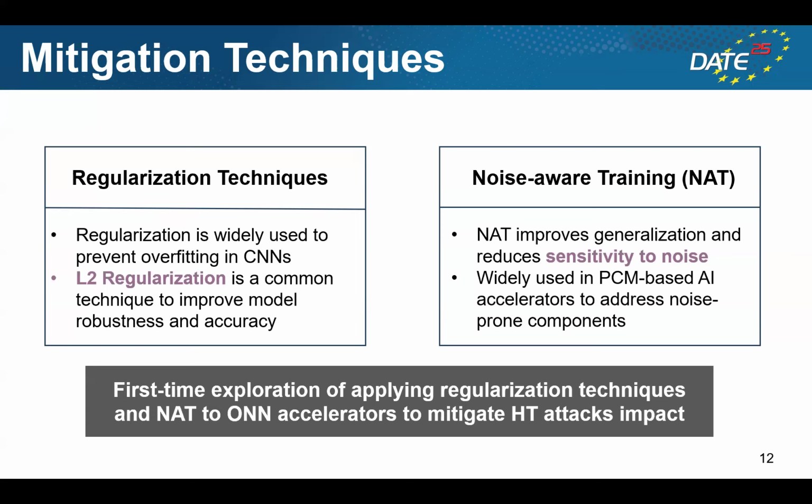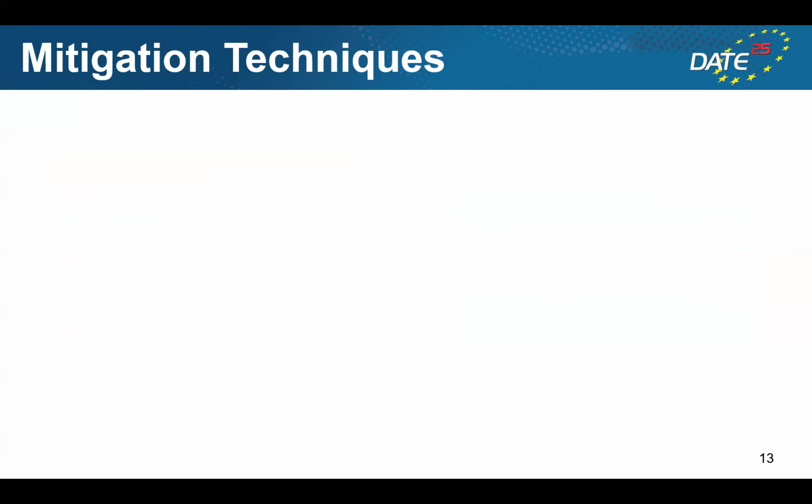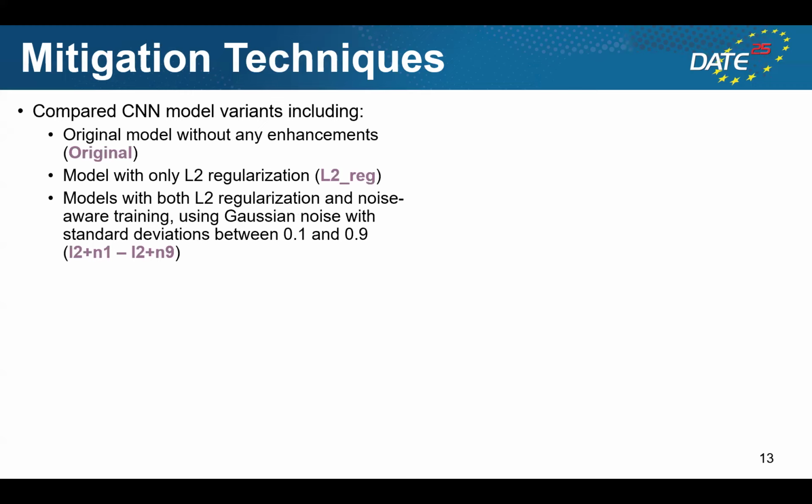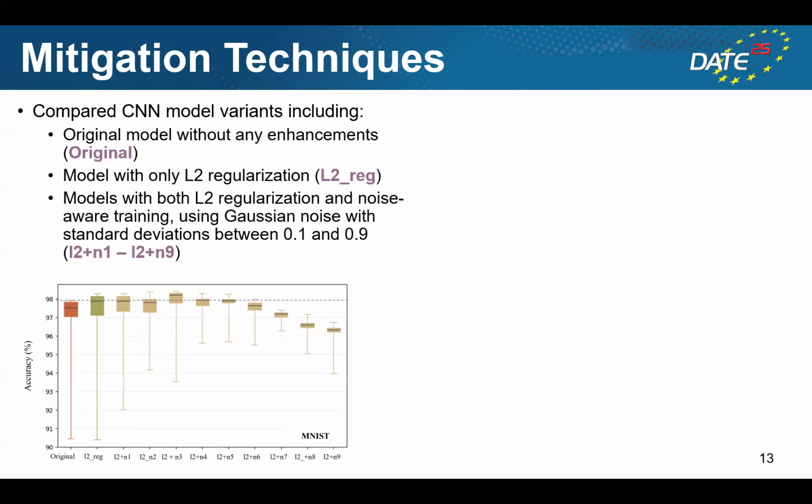So what we did first is that we took these mitigation techniques and wanted to see their impact on the accuracies without simulating any attacks. And so we compared several CNN model variants, including the original model with L2 regularization technique. And we also combined L2 regularization with noise-aware training using Gaussian noise with standard deviations between 0.1 and 0.9. So this figure here shows the range of accuracies achieved with each CNN model variant.